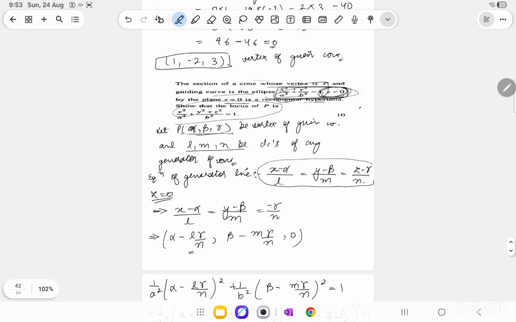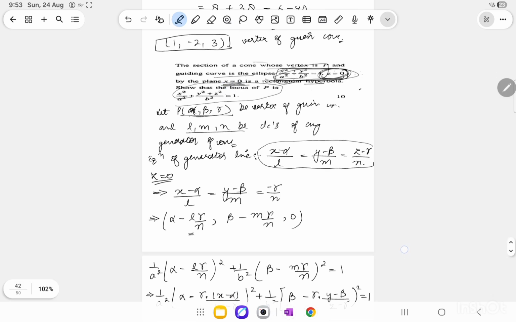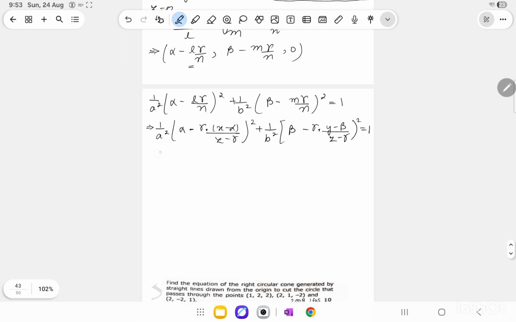So the question further says that the section of the cone with x = 0 is a rectangular hyperbola in the yz plane. So if I put x = 0 here, I will get 1/a² into... first let us simplify it and then we'll put x = 0. On simplifying, I will get b²(zα − xγ)² + a²(βz − γy)² = a²b²(z − γ)².